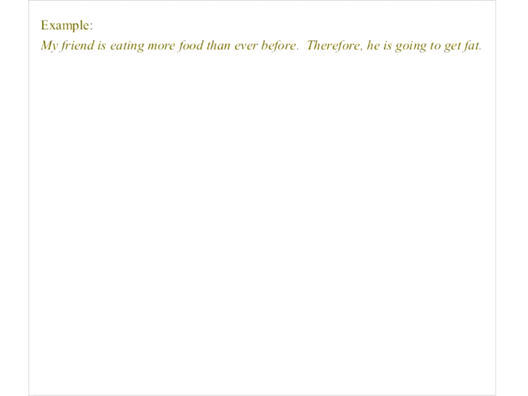But first let's do an example, where you guys have to just come up with stuff on your own. So here's an example. My friend is eating more food than ever before. Therefore, he is going to get fat. How could you weaken this argument? In other words, give some example weakeners. So right now you don't have the benefit of answer choices, but let's see if you can come up with stuff that would actually weaken this argument.